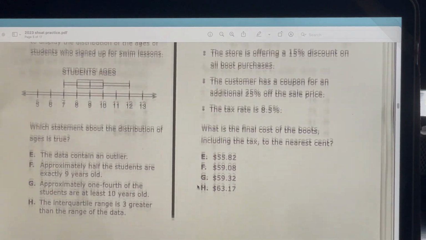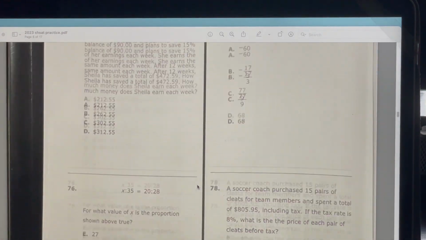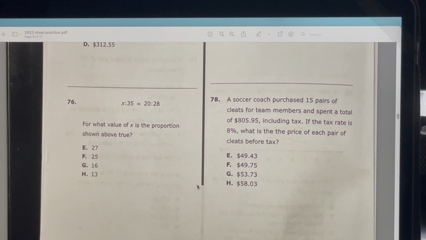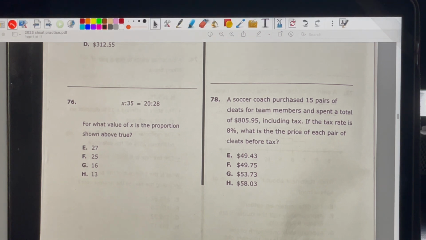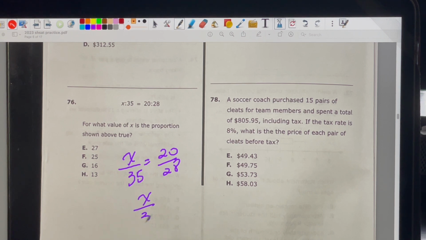What was that? 74? 76. What is the value of x? I'm going to write it as a fraction, x over 35 equals 20 over 28. We can simplify this, which I am. So x over 35, I divide 20 over 28 by 4, so you get 5 over 7.